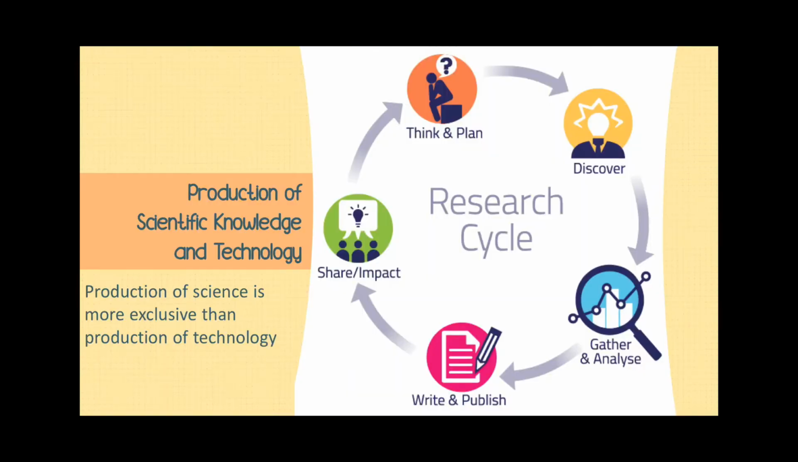And in terms of producing scientific knowledge and technology, there is a specific cycle that science knowledge goes through. So first, a scientist thinks and plans his research, and then he makes a discovery out of the readings that he has made, and then he gathers and analyzes data, and then they write and publish about their research in order for people to access the findings and make use of the findings.